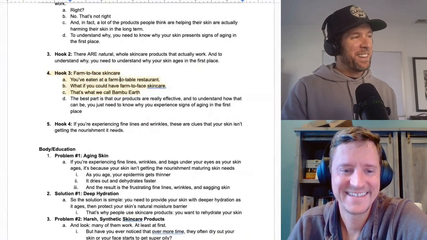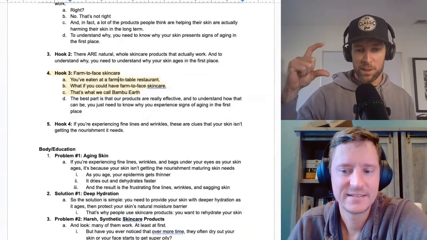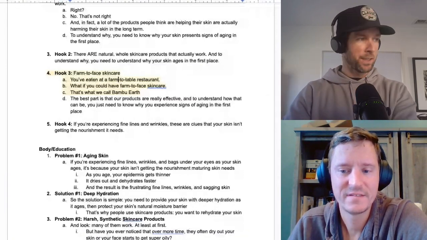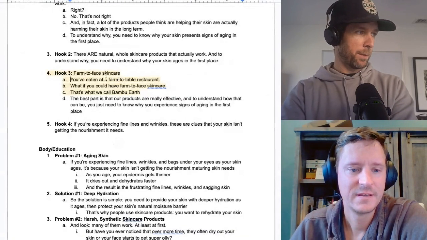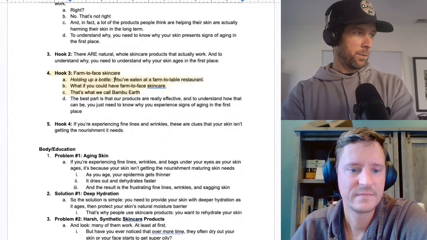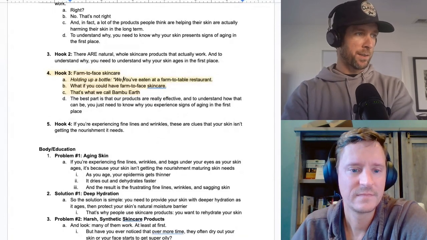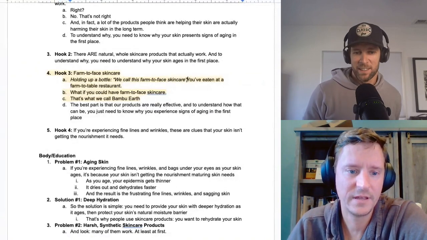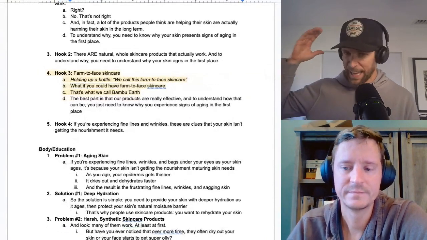Okay, so yeah, I think somebody holding up a bottle like this, we call this farm to face skincare. It puts the product front and center in a way that I think is really interesting and compelling. That's the point. Here, let's do this. Holding up a bottle. We call this farm to face skincare. I might even put those words on the screen in big letters. I'm a big fan of doing that. There's something here where it's like, just make it so people cannot miss the thing that you're saying.